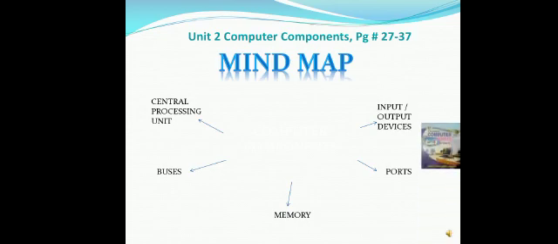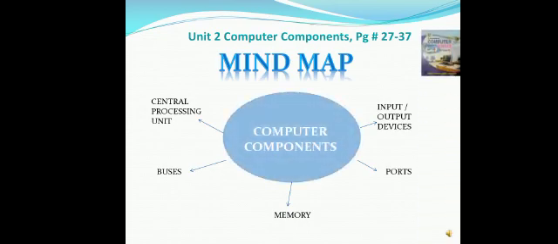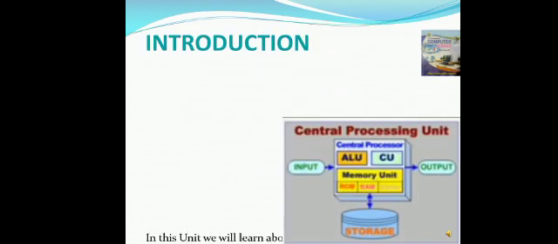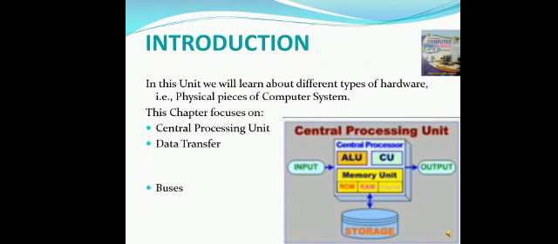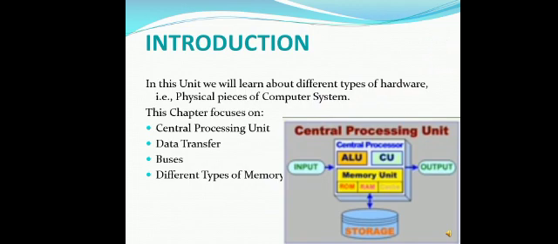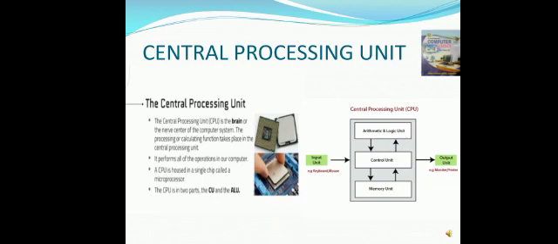Here you see the mind map of the components: central processing unit, buses, memory, ports, input output devices. Now we start the chapter with the introduction. In this unit we will learn about different types of hardware. These are the CPU, the data transfer, buses, and different types of memory. Here you see the block diagram of the CPU connecting input and output with the storage.